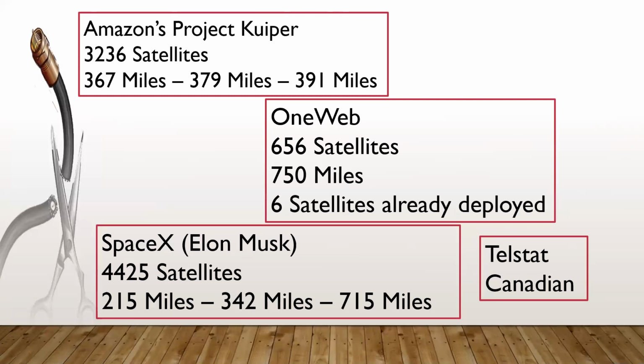OneWeb is going to have 656 satellites at about 750 miles, and they've already got 6 satellites deployed. Elon Musk's company, SpaceX, is going to have over 4,000 satellites, and they're going to be in the 215 mile to 342 miles to 715 miles. And then Telesat is going to be in Canada, and they're going to be doing something very similar. And there will be others.